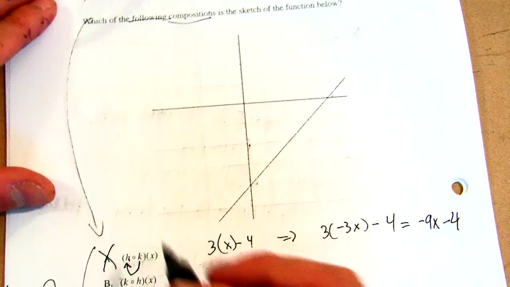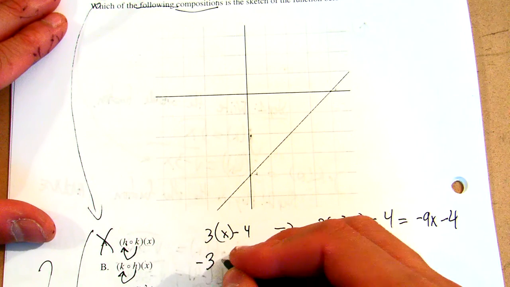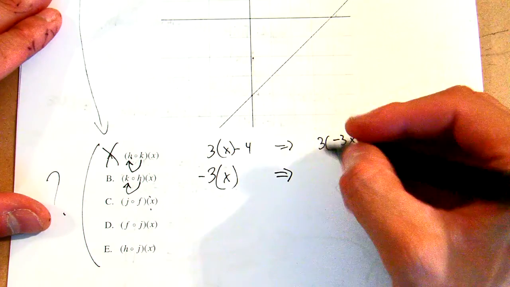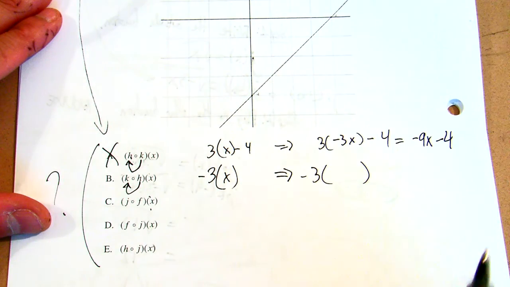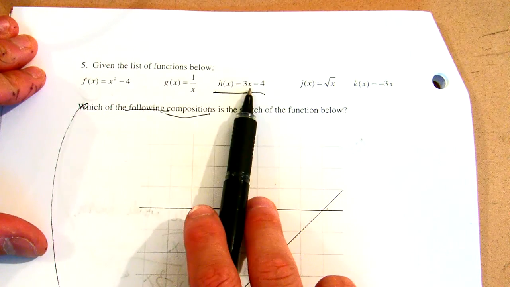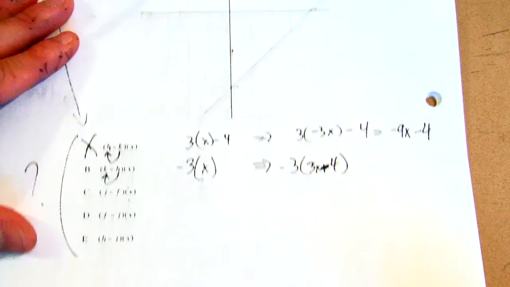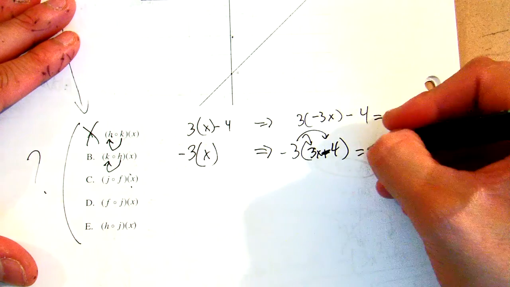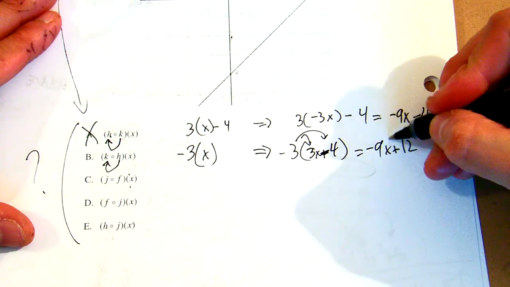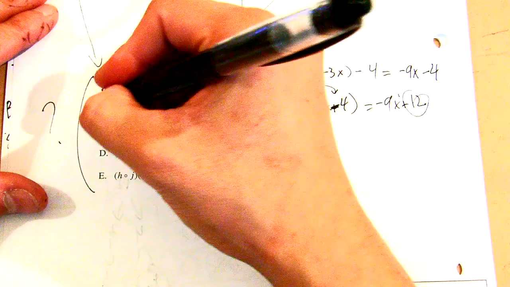K of h of x. So h is going in k, so we first write k. K is negative 3x. Put parentheses around that. And you're going to say, okay, so you're going to write it with a blank. And what goes in the blank? The inside one, which is h. And what is h? H is 3x minus 4. Okay? And we simplify, distribute the negative, and we get negative 9x plus 12. And this is clearly wrong, although it is linear. The y-intercept is 12. And this y-intercept is negative 4, so that's clearly wrong. So B is also wrong.